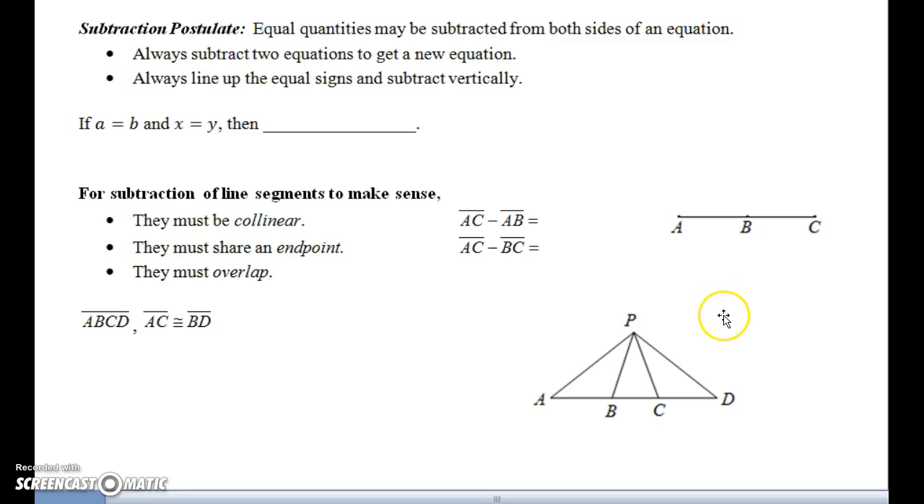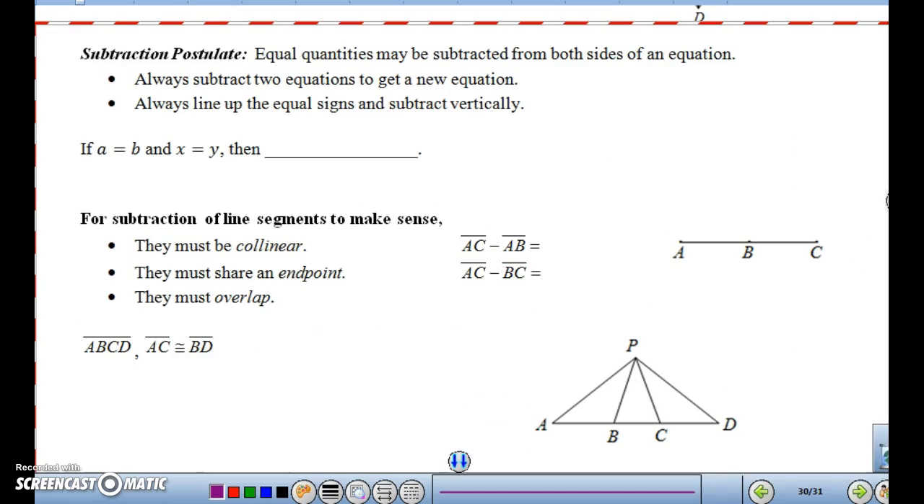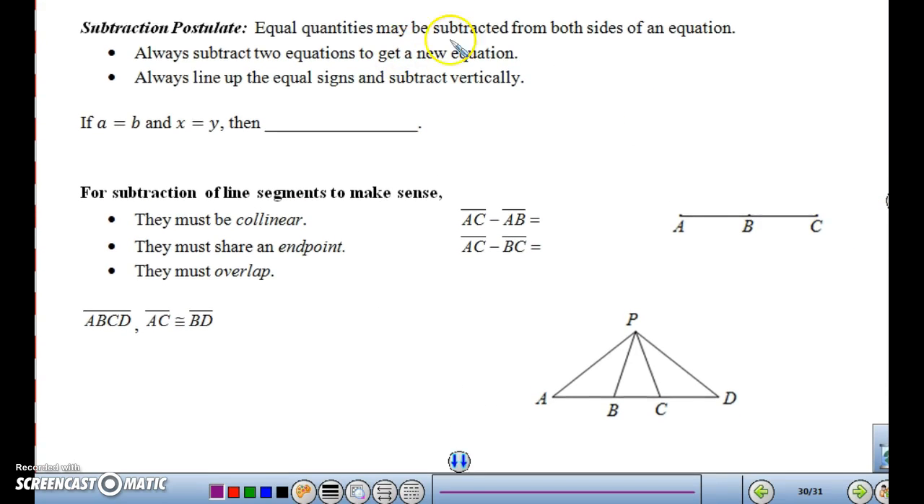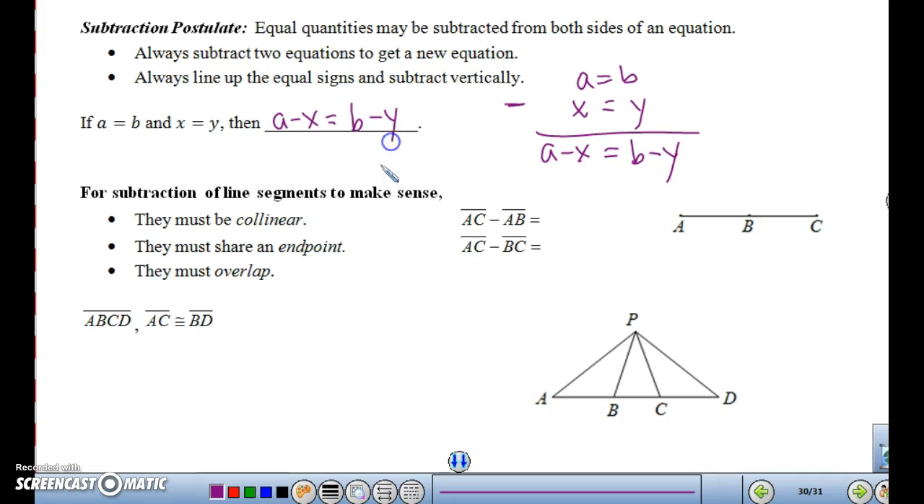Now the subtraction property. Basically it works the same way as the addition property except that you're using subtraction. It says that equal quantities may be subtracted from both sides of an equation. So you always subtract two equations to get a new equation and always line up the equal signs and subtract vertically. So if we have A equals B and X equals Y and we want to subtract them, we have to go A minus X is equal to B minus Y. So we write them in order. A minus X is equal to B minus Y.